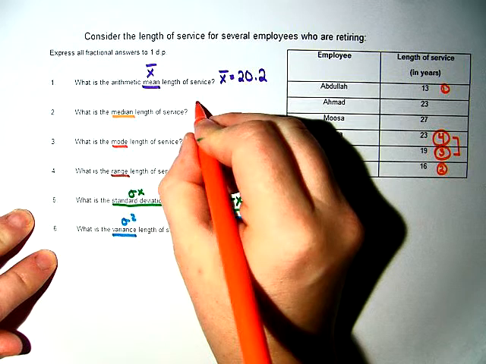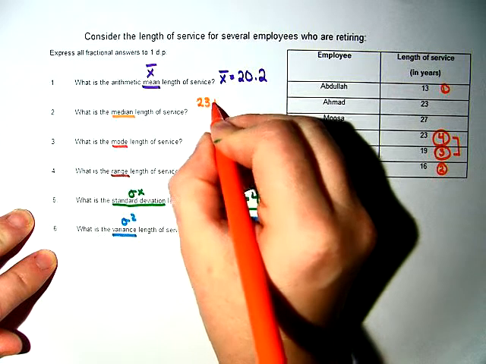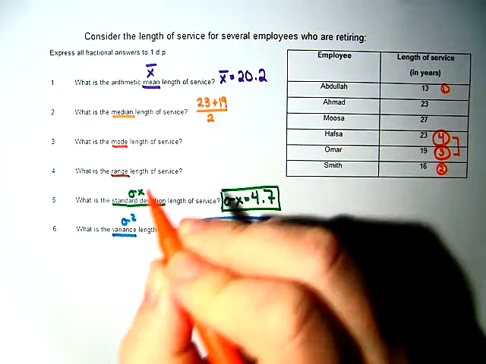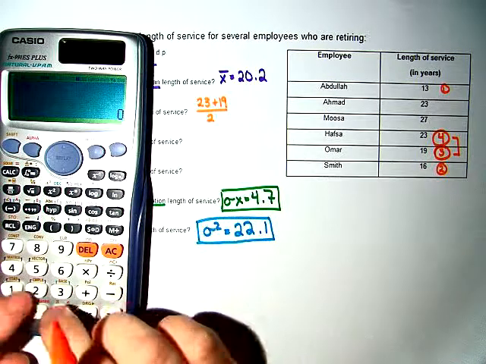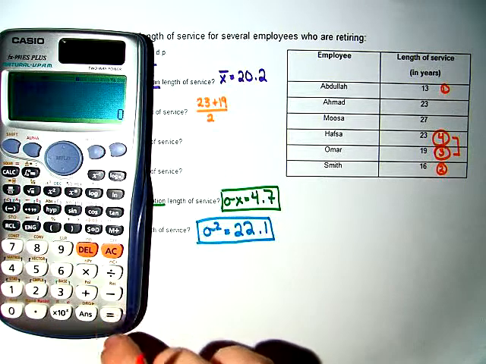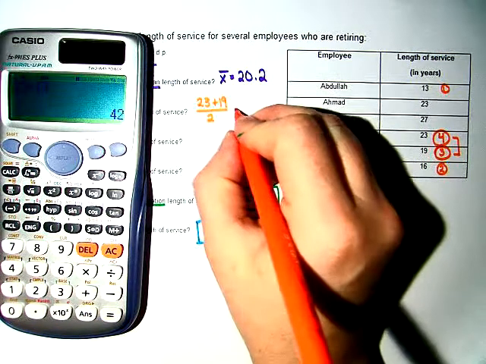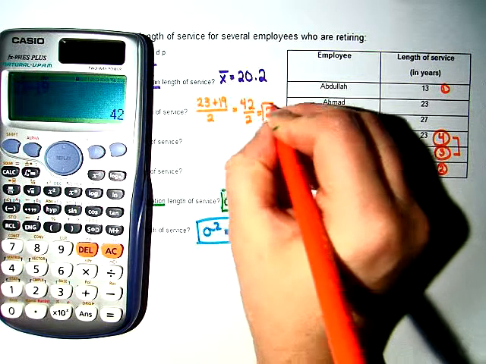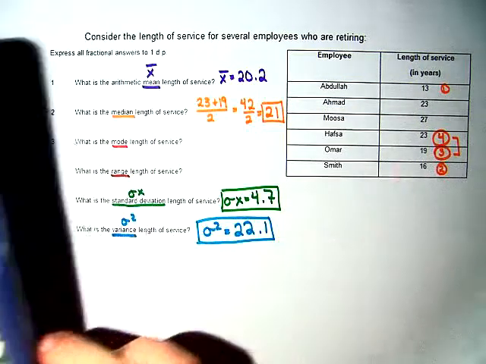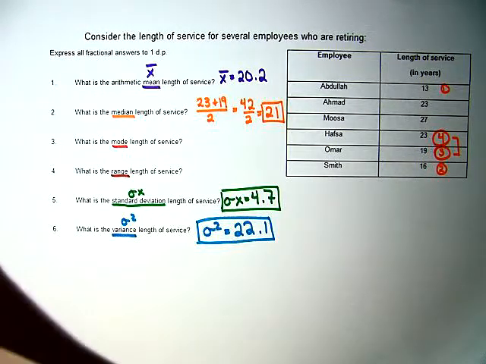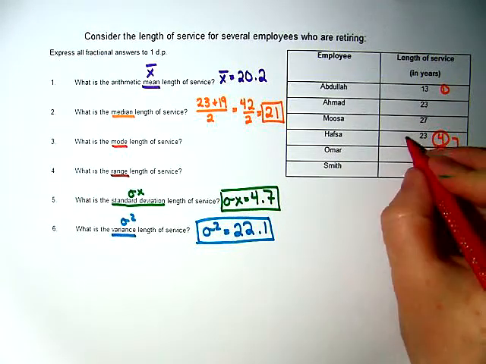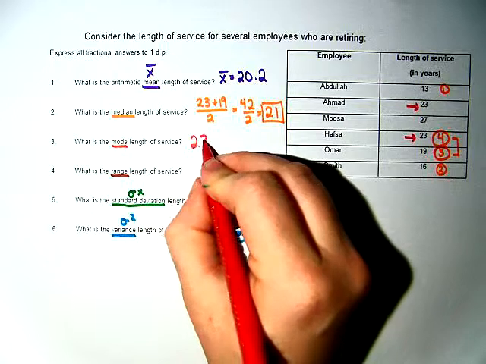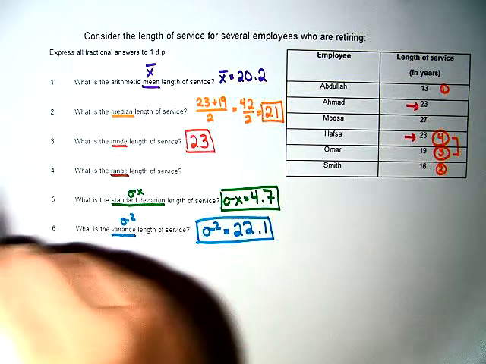So we need to do 23 plus 19 and divide that by 2. Okay, so we get out our calculator. We have to do 23 plus 19 to follow our order of operations. We get 42 divided by 2 is 21. Okay, what is the mode? Now remember how earlier we found that there were two 23s, which means that the mode is 23.